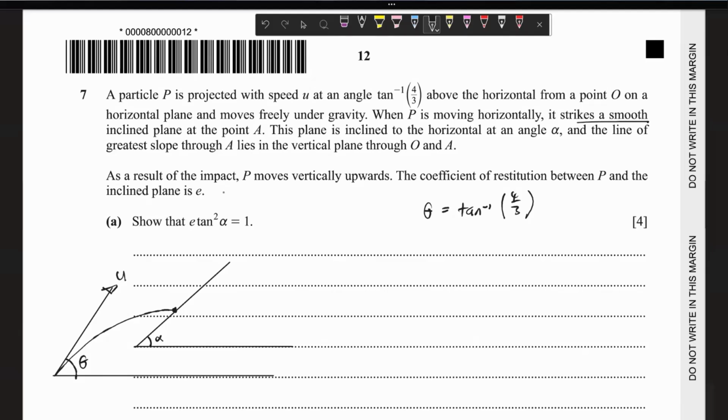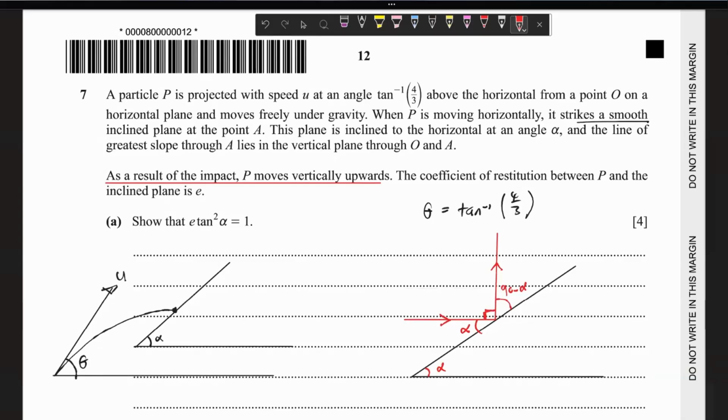So if we look at the collision, we have the inclined plane and a particle coming in this direction. It strikes the plane, and then it is projected upwards because they say as a result of the impact, P moves vertically upwards. So like this, that's the type of situation we have. This angle is alpha, so this should also be alpha by geometry. And this is 90 minus alpha then, because this is a right angle.